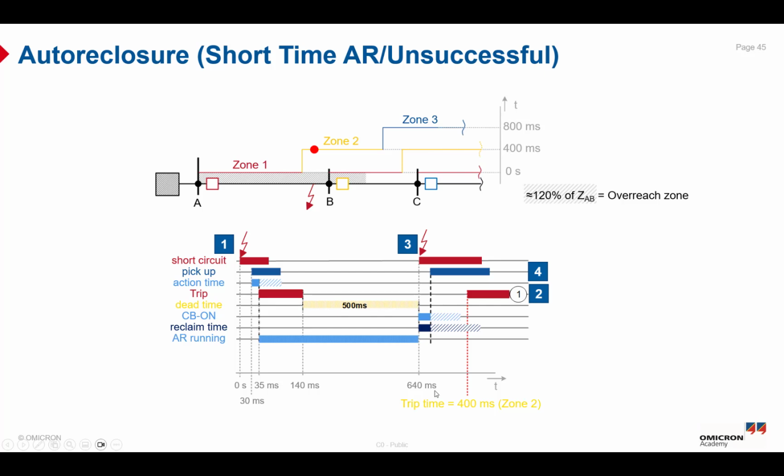Okay, so the AR running signal stops with the expiration of the reclaim time. So it ends with the elapse of the reclaim time, and it depends on the manufacturer. So the second trip in this case will happen after 400 milliseconds, which means the overhead line is definitely de-energized and the AR is blocked until maintenance happens on this overhead line.